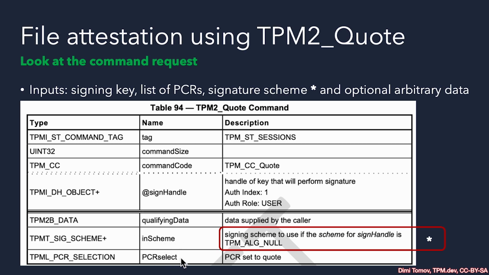Last but definitely not least, we need to make sure that we are selecting the proper PCRs. The PCRs that will be part of the evidence. And this means the hash digest that will be included in the evidence. So we should have already done PCR extend before invoking tpm2_quote.